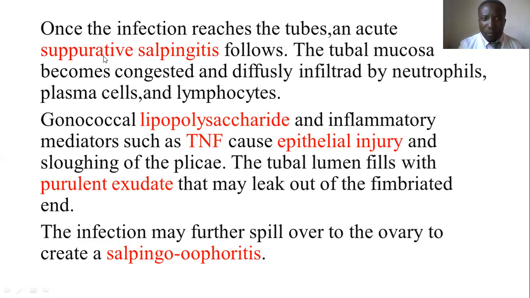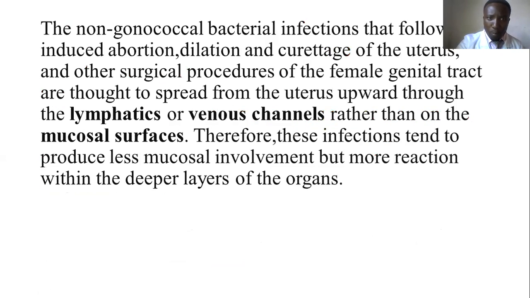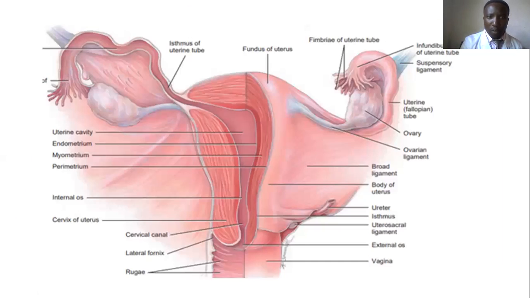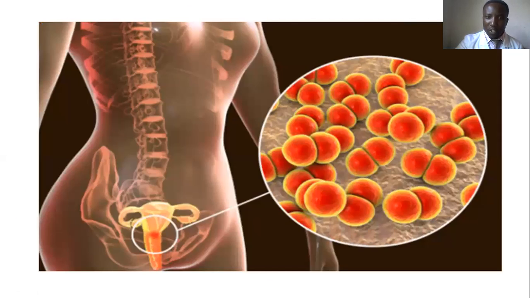So suppurative means a reaction that results in the formation of pus. Suppurative salpingitis means there are inflammatory reactions within the fallopian tubes that are going to end with formation of pus. We are going to end up with pus within this fallopian tube. That is what we mean by suppurative salpingitis.